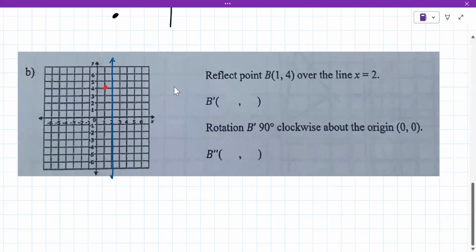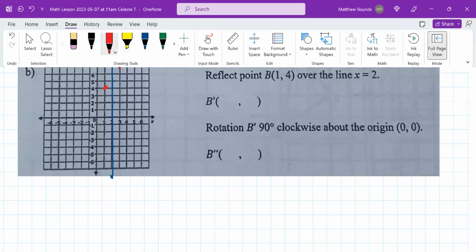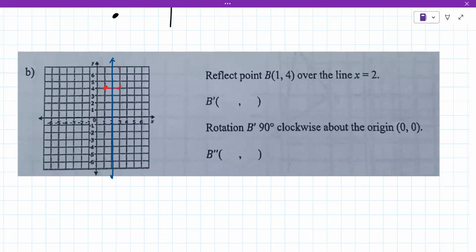And so when you reflect, it's like when you look at yourself in the mirror, you see the same thing on the other side. And if you could measure it inside the mirror, it would be the same distance apart. So this new point, it's kind of hard to show because it's so close, but it's 1 unit away, so it becomes 1 unit away there. So then it would be 3, 4. Yes, 3, 4. Okay, very good.